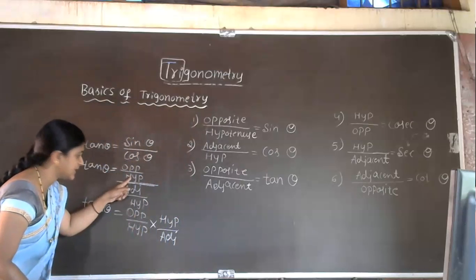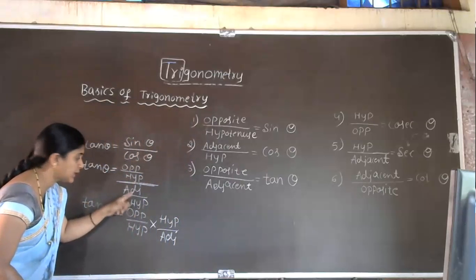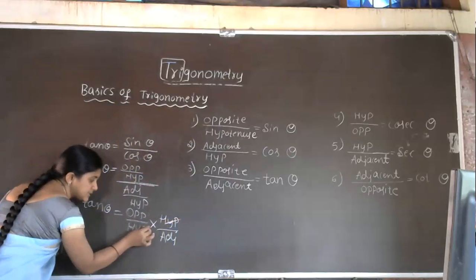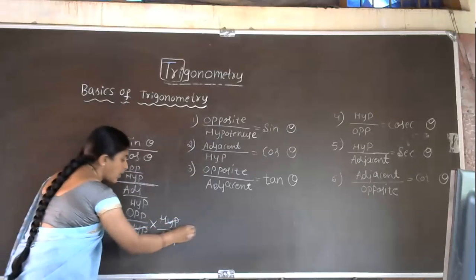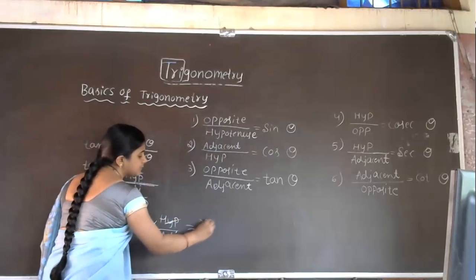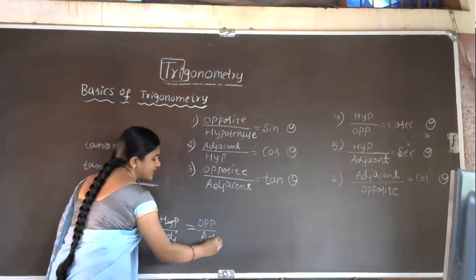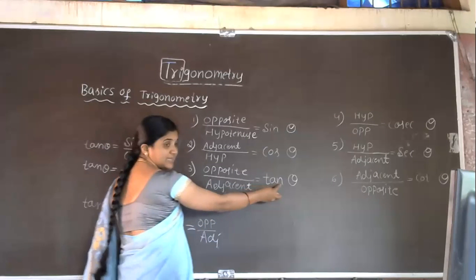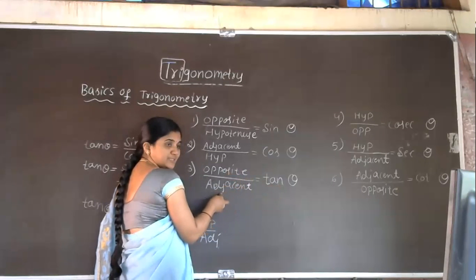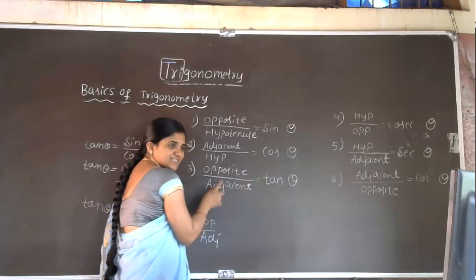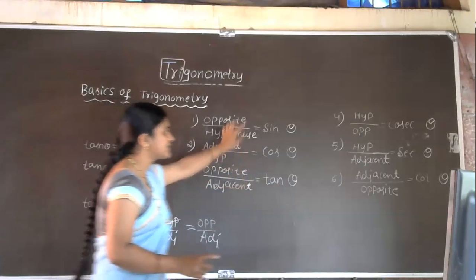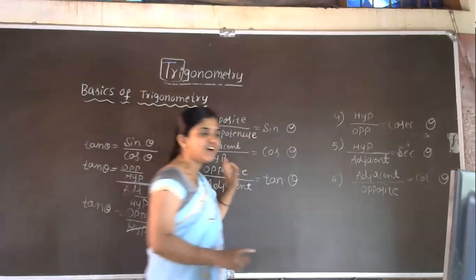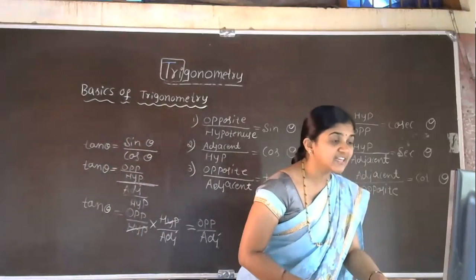Opposite by hypotenuse. Then we took the reciprocal here, then it is hypotenuse by adjacent. Then hypotenuse gets cancelled. What is remaining now? Opposite by adjacent. So tan theta is equal to opposite by adjacent, right? Now, can we write tan theta as sin theta by cos theta? Yes, so tan theta we can write as sin theta by cos theta.